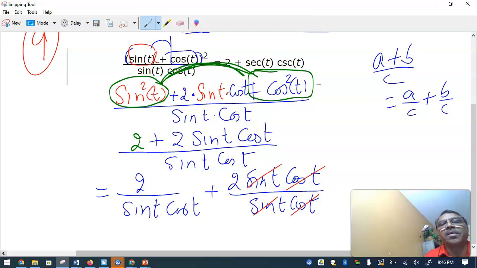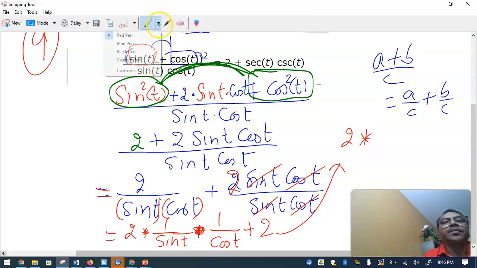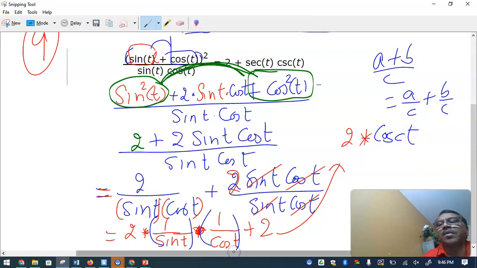So what you are left with is this thing, this part we can rearrange. So there is a sine t and cosine t. I can write this as 1 over sine t times 1 over cosine t, and this 2 stays by itself, plus 2, and the answer will be, using reciprocal identity, this 1 over sine t will be cosecant t, and this 1 over cosine t will be secant t.